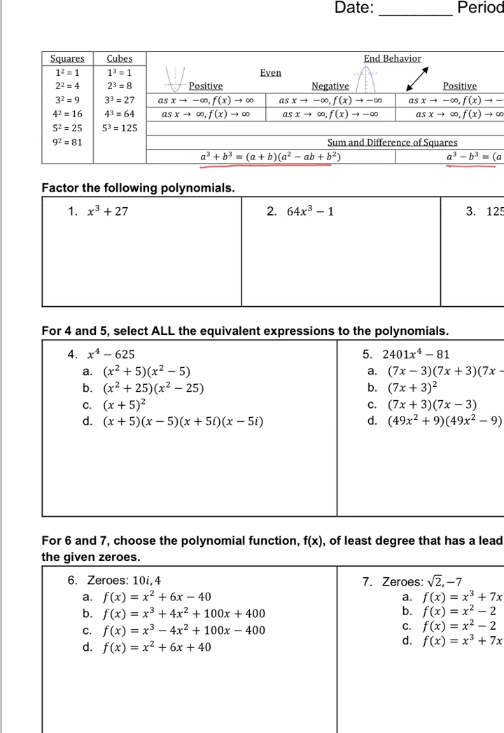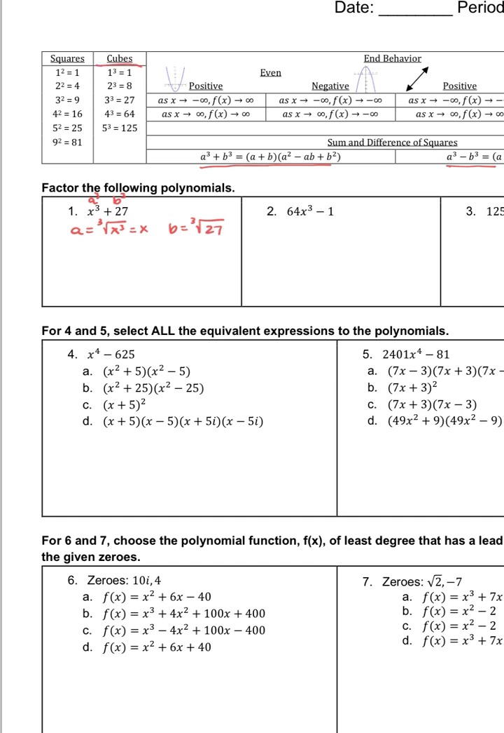Okay, so the first term is always a cubed and the second term is always b cubed. So in order to figure out what a is, take the cube root of x to the third. So what is multiplied by itself 3 times to get x to the third? And the answer is x. So a is going to be x. B is going to be the cube root of 27.